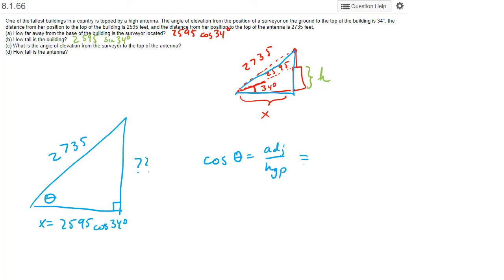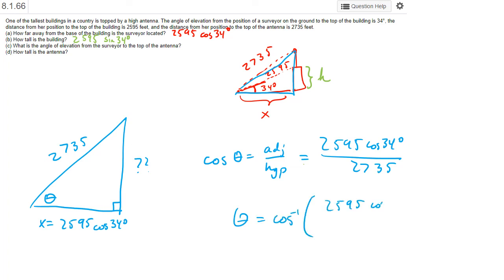The adjacent side length is 2595 times the cosine of 34 degrees. The hypotenuse was 2,735, which means theta is the arc cosine of 2,595 times the cosine of 34 degrees divided by 2,735. And you could punch this into a calculator to get an approximation, but this is a nice exact answer for a mathematician. Arc cos of 2595 times the cosine of 34 degrees over 2,735.